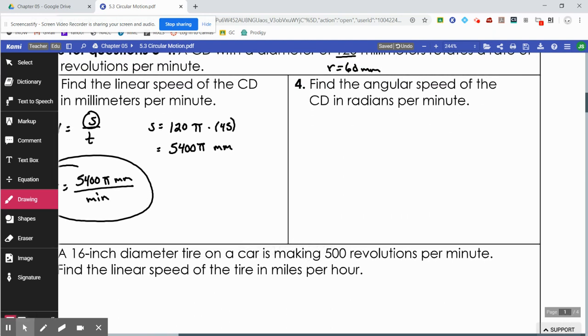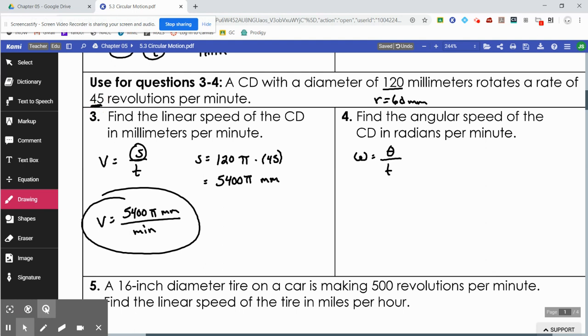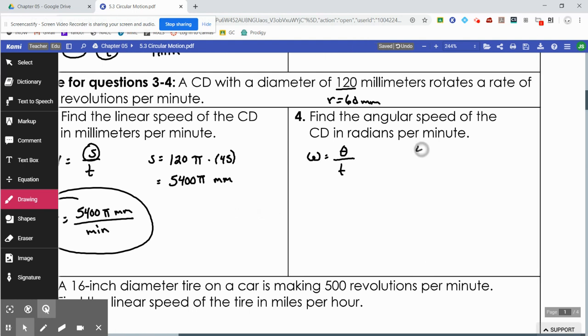Number 4, find the angular speed. So again, our angular speed is equal to the central angle divided by time. We already know that we're traveling at a rate of 45 RPMs. That is 45 revolutions per minute. So all we're really needing to do is change that 45 revolutions. Let's talk about our angle. Let's change 45 revolutions to radian measures.